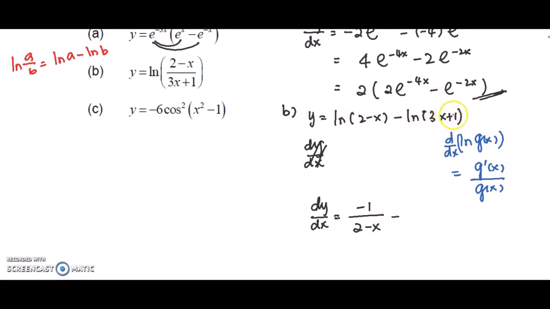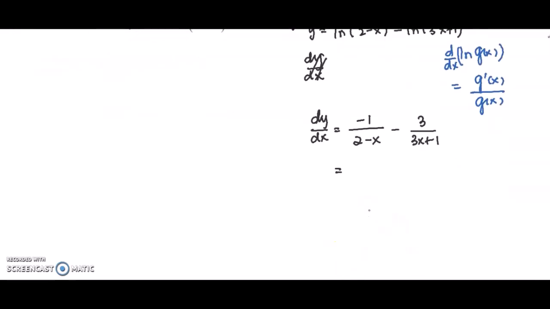Minus. Now your g(x) becomes 3x plus 1. Differentiate the 3x plus 1, you get 3, divided by the g(x) itself, you have 3x plus 1. Then after that, you need to simplify. How do we simplify? I will try to equate the denominator. For the first term, I need to multiply by 3x plus 1, and up here also need to be multiplied by the same thing. For the second term, I need to multiply by 2 minus x, up here also.